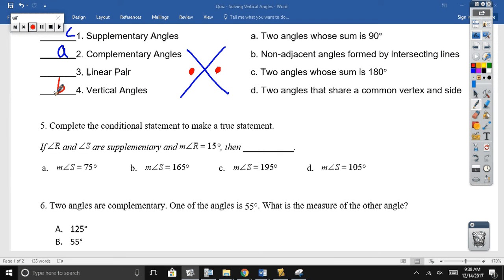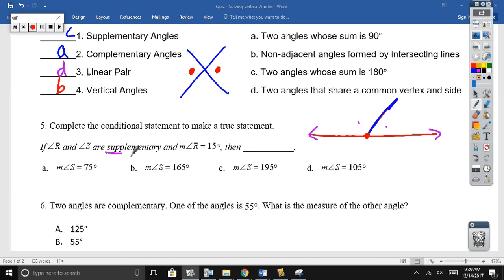Two angles that share a common vertex and side. So let's kind of draw a picture. So they have to have the common vertex, and they share a side, which is right here. Well, they're right next to each other. This is a straight linear line, because straight lines can be linear. So this is going to be D. So there's the vocab.